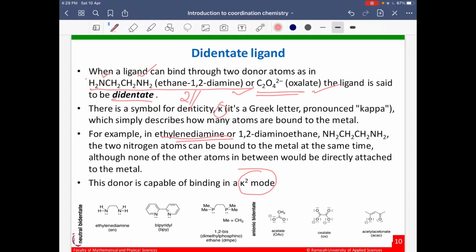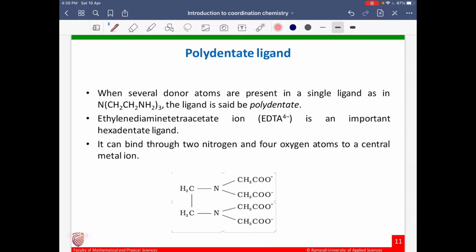There are different types of bidentate or didentate ligands. They can be neutral or anionic. Examples of neutral ones are ethylenediamine, bipyridyl, or 1,2-bis(dimethylphosphino)ethane. Anionic bidentate ligands include acetate, oxalate, and acetylacetonate. Next is polydentate ligand. When several donor atoms are present in a single ligand, as in the case of this compound, N(CH2CH2NH2)3, the ligand is said to be polydentate. Another example is the ethylenediaminetetraacetate ion, EDTA 4-, an important hexadentate ligand.